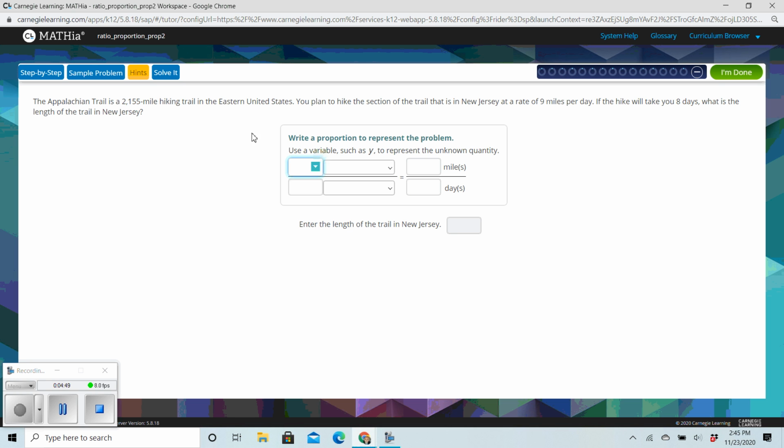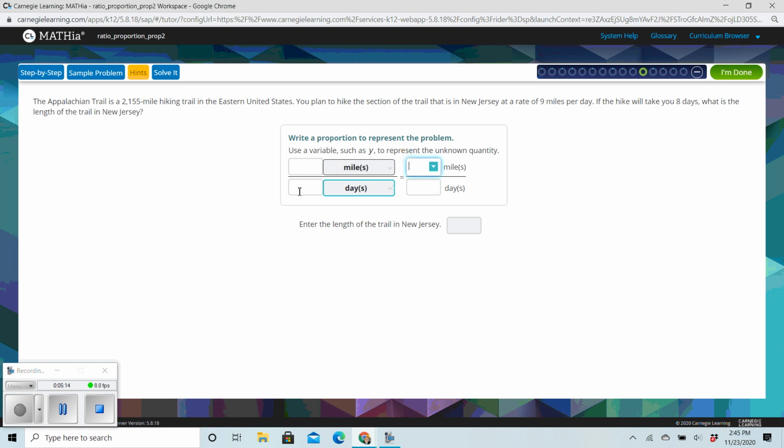So just like we did in the step-by-step, I would recommend starting here with identifying what your variables are. How are we going to label these? What are your labels? Well, miles is in the numerator, so miles goes there. And days is in the denominator, so that means it goes in the bottom.